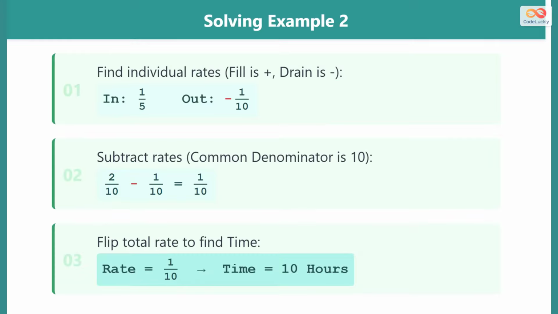Let's solve it. The filling rate is 1/5. The draining rate is 1/10. Since the drain is removing water, we subtract 1/10 from 1/5. Finding a common denominator of 10, we get 2/10 minus 1/10, which equals 1/10. Flipping this final fraction tells us it will take 10 hours to fill the pool.